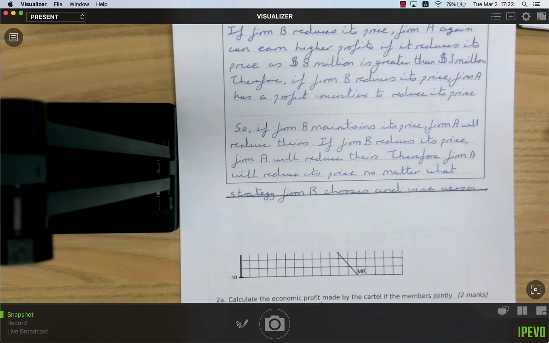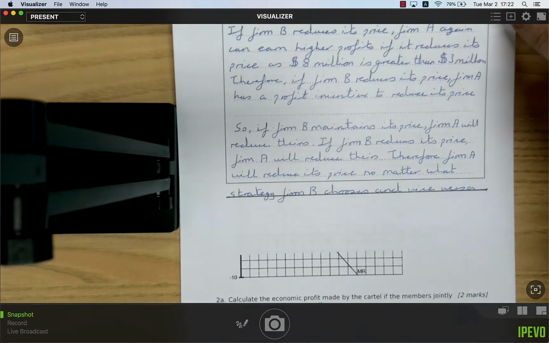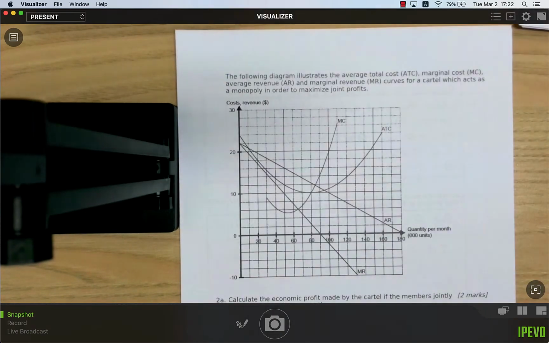The reason that they are reducing their price is because it is in their financial interest to do so. They know they can't count on firm B, no matter what firm B does, because it's not them. They also have this deadly dilemma.